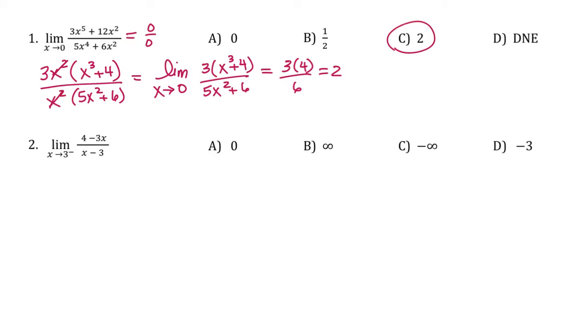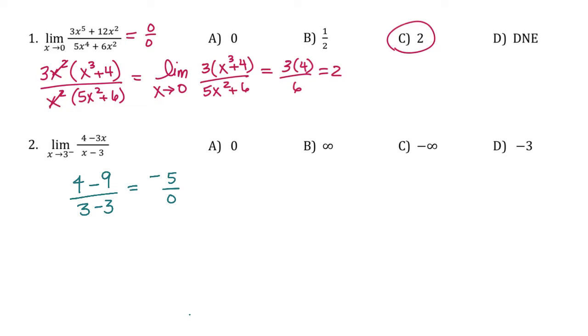All right, moving on to our next limit. Now we are approaching 3 from the left. Now we still need to substitute in, though, just to see what we're going to get. And if we do our substitution in the numerator, we're going to have 4 minus 9. In the denominator, 3 minus 3. So notice we have negative 5 over 0.